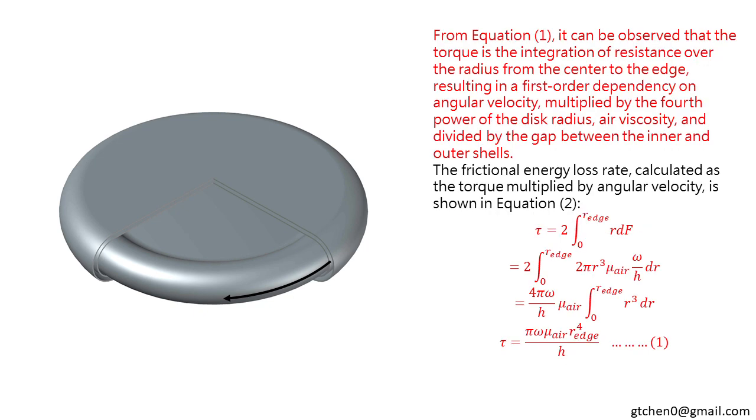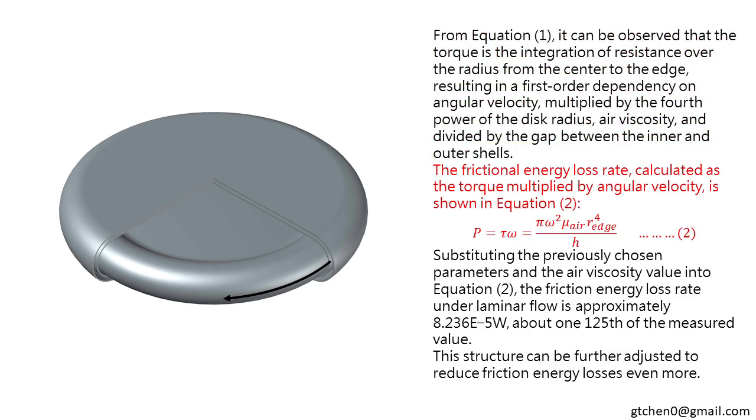From equation 1, it can be observed that the torque is the integration of resistance over the radius from the center to the edge, resulting in a first-order dependency on angular velocity, multiplied by the fourth power of the disk radius, air viscosity, and divided by the gap between the inner and outer shells. The frictional energy loss rate, calculated as the torque multiplied by angular velocity, is shown in equation 2.